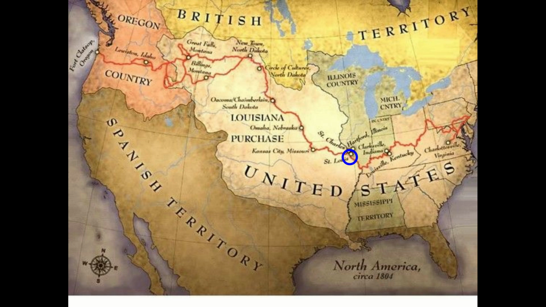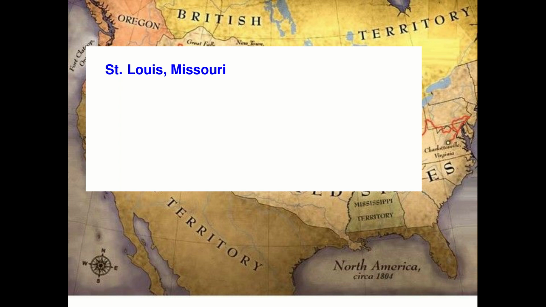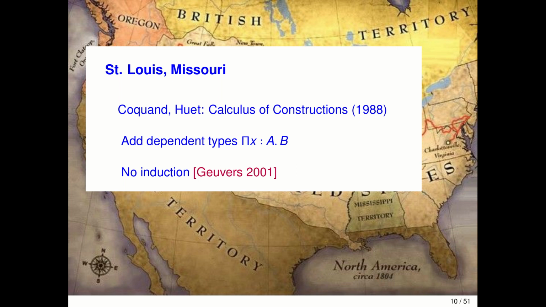Here's St. Louis. This is where the Lewis and Clark expedition really got started, going up the Missouri River. Here you see this path. And here in St. Louis, Missouri, now I don't think Coquand and Huet ever spent a lot of time in this river town, but this is my identification point for the calculus of constructions, okay?